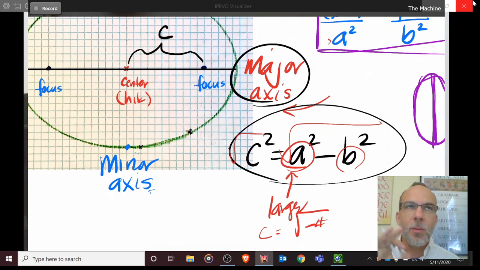This is what we need to know. We need to know major axis, minor axis, vertex, co-vertices, and we need to know the A's, B's, and the C's. The C is the distance from the center to the focus.